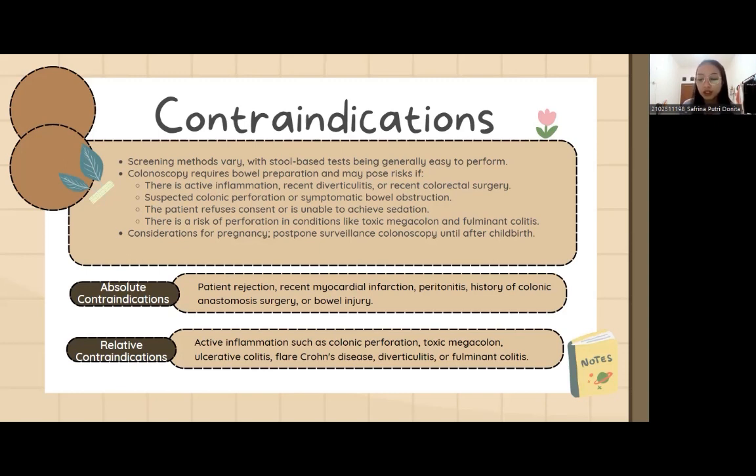There are absolute and relative contraindications. Absolute contraindications include patient rejection, recent myocardial infarction, peritonitis, history of colonic anastomosis surgery, or bowel injury. Relative contraindications encompass active inflammation such as colonic perforation, toxic megacolon, ulcerative colitis, Crohn's disease, diverticulitis, or fulminant colitis. Lastly, always consider pregnancy. Colonoscopy should be postponed until after childbirth.